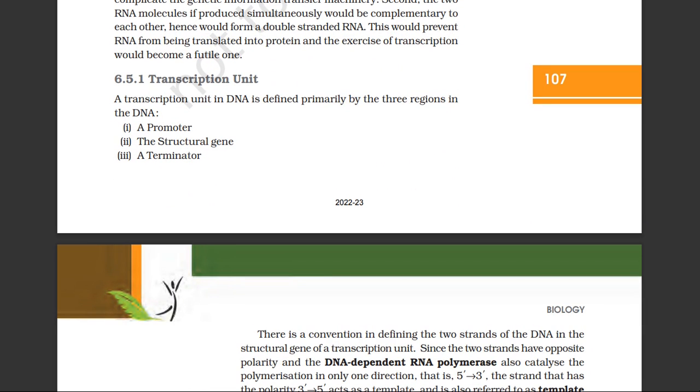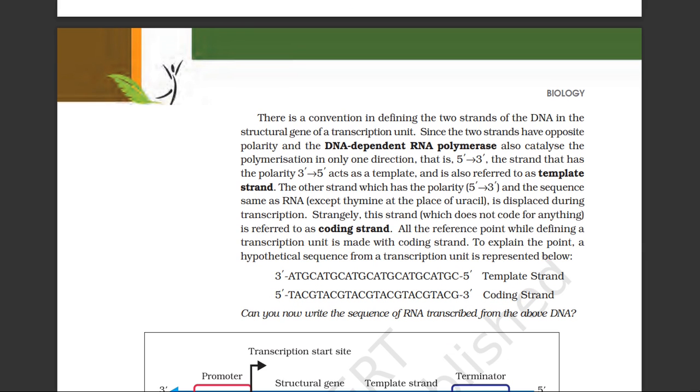6.5.1 Transcription Unit. A transcription unit in DNA is defined primarily by three regions in the DNA: 1, a promoter; 2, the structural gene; 3, a terminator. There is a convention in defining the two strands of the DNA in the structural gene of a transcription unit.